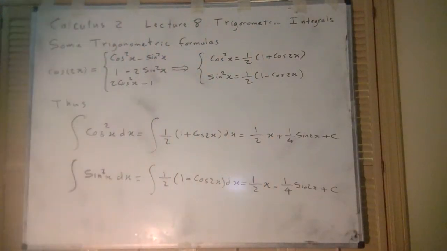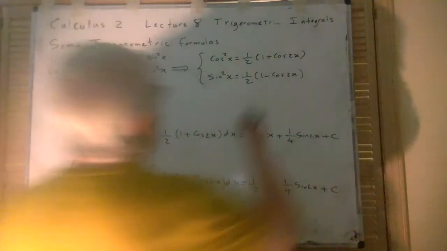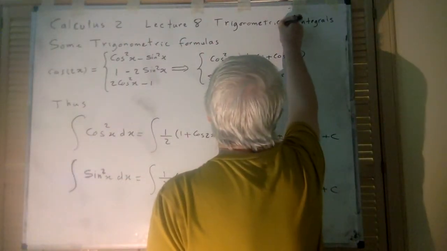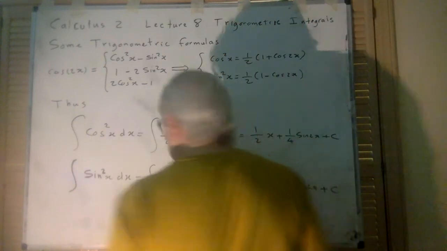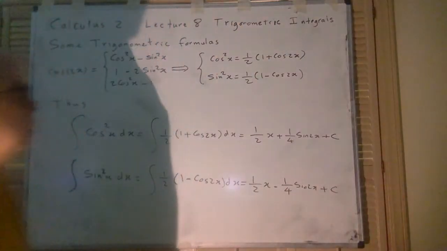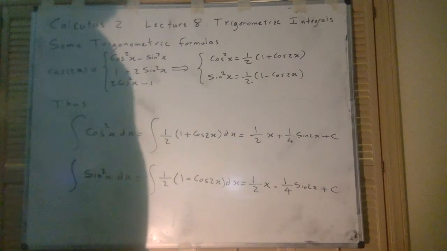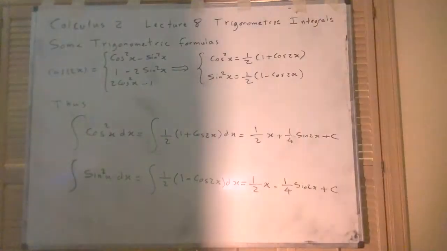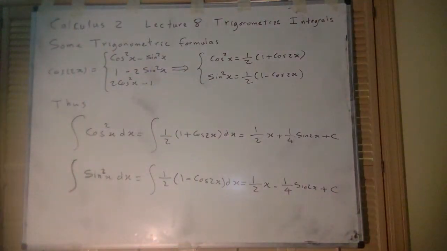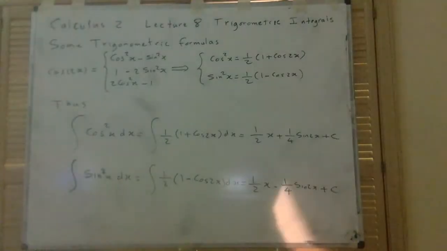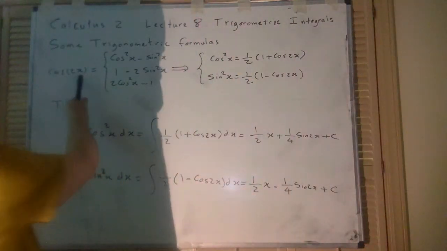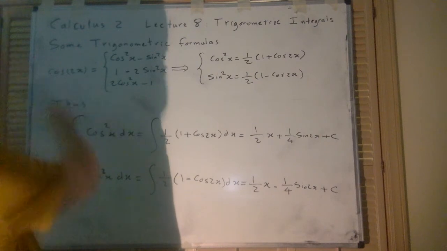So, lecture 8, Cat 2 is trigonometric integrals. I tried a new room. So, we need some trig identities from pre-calc. So, one of them that is quite useful is this.